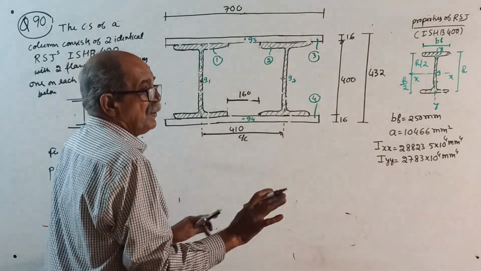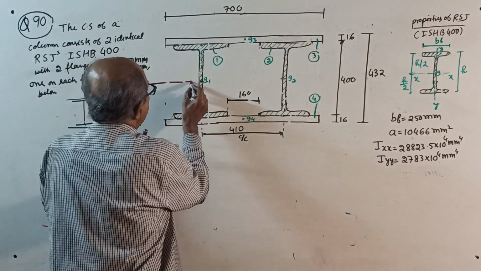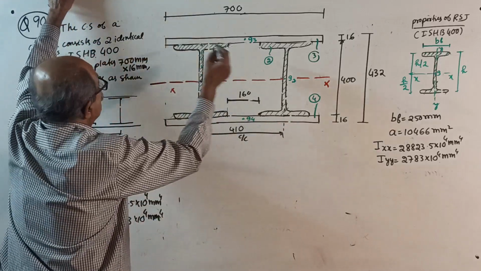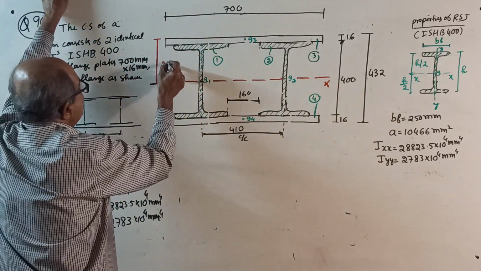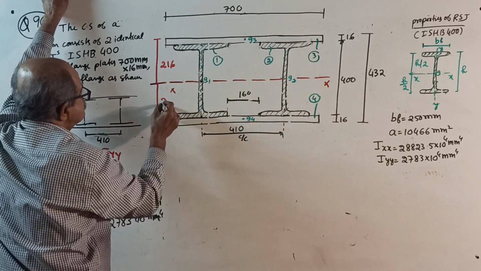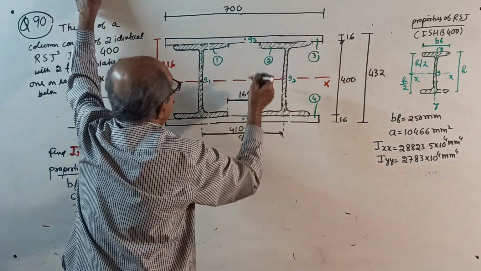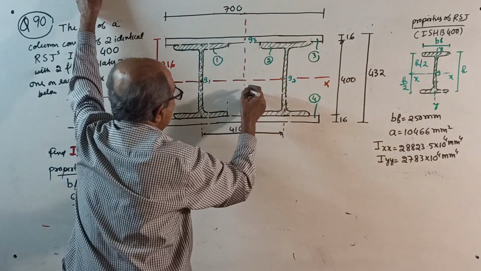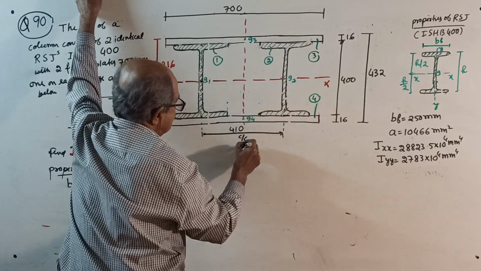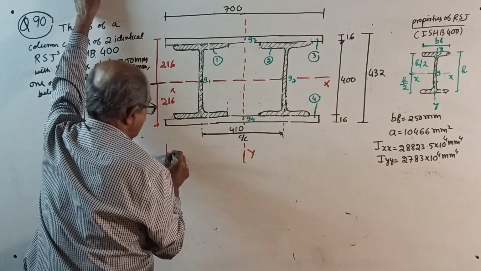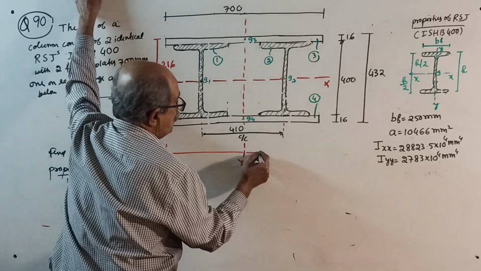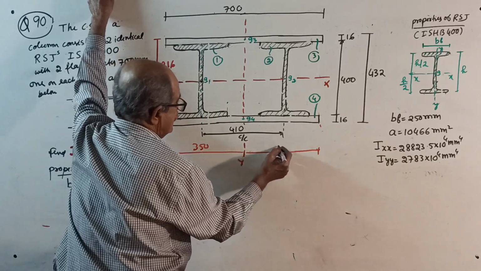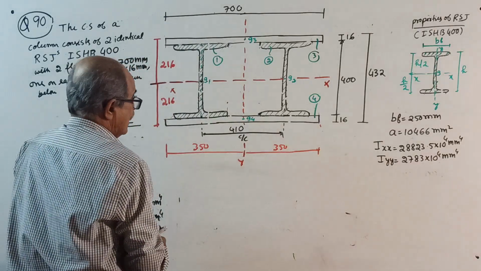See, again, write it perfectly symmetrical. This is your XX axis. If the total is 432, this will be 216 and 216, half of it. This is 700, and your YY axis will come here. The distance will be exactly 350 and 350 from the extreme. Okay, now start.